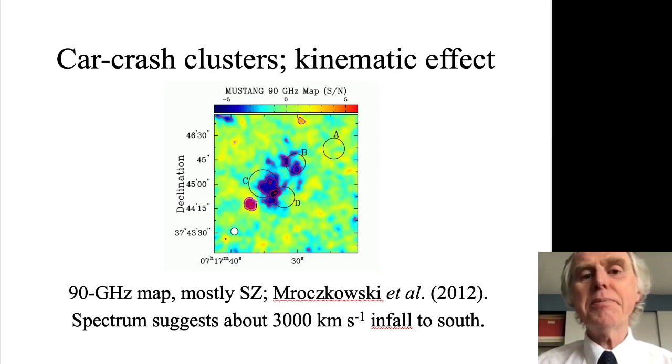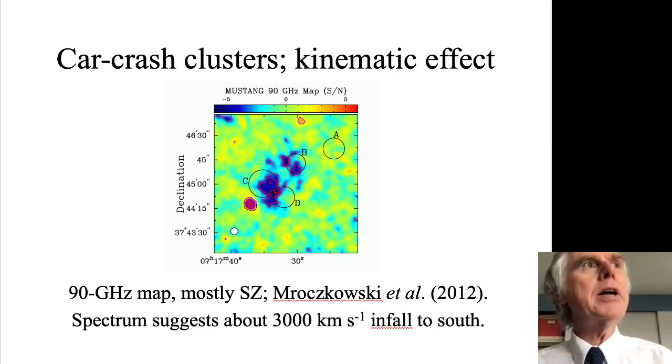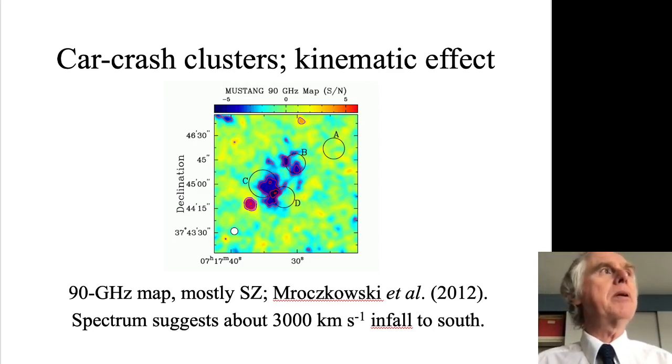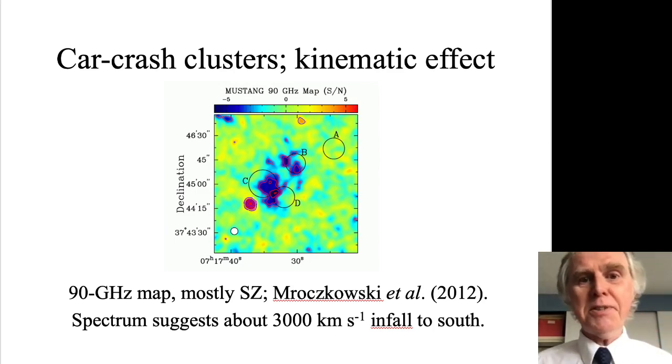Down here to the south, there's some evidence that the spectrum doesn't really fit an SZ effect thermal spectrum. You can modify it by adding a kinematic term, and then you get an infall at a speed of about 3,000 kilometers per second. That is perhaps too high to be plausible. So it's possible that there are still systematic errors in the measurements. Typically, a cluster-cluster encounter shouldn't be much faster than about 1,500 kilometers per second. This could be an exceptional cluster.